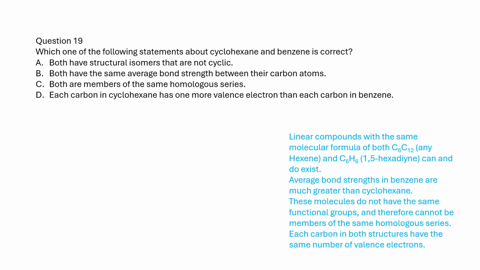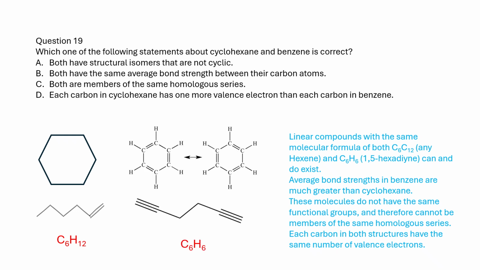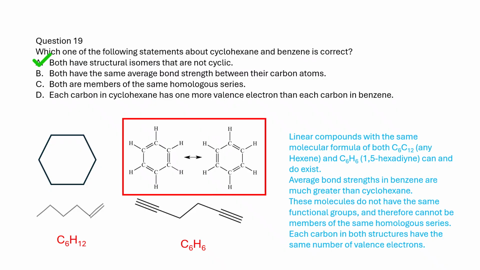Isomers share the same molecular formula, but have different structural arrangements. Benzene and the linear molecule 1,5-hexadiene are isomers. Cyclohexane and linear hexene are also isomers. The resonance in benzene leads to stronger average carbon-carbon bond strengths compared to cyclohexane. Cyclohexane and benzene belong to different homologous series because they have different functional groups, cycloalkane versus aromatic. Carbon atoms in cyclohexane and benzene have the same valence electrons, as this is an inherent atomic property.